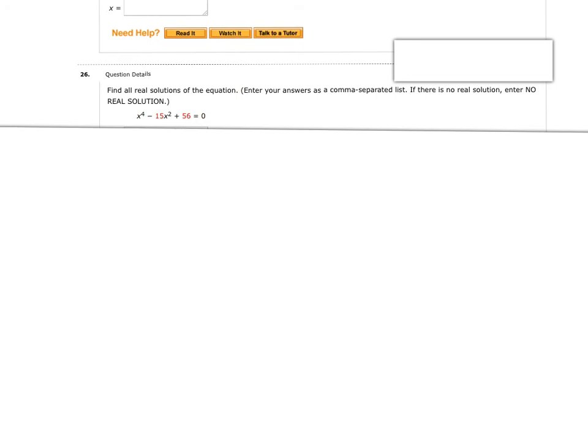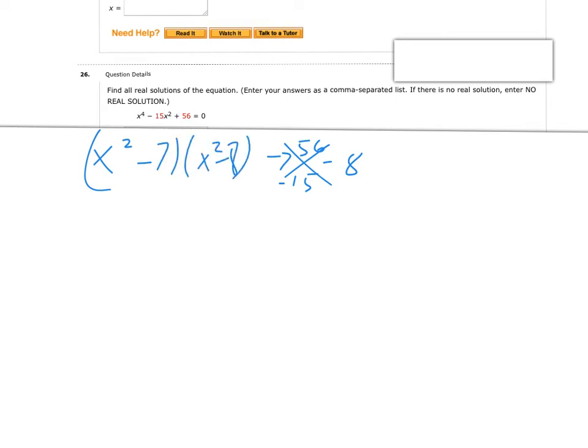All right, next up here, I would factor this one. So we're going to multiply to 56 and add to negative 15. So that'll be negative 7, negative 8. But since this is squared there, it's going to be x squared minus 7 and x squared minus 8 equals 0. So then I would solve each of those individually.